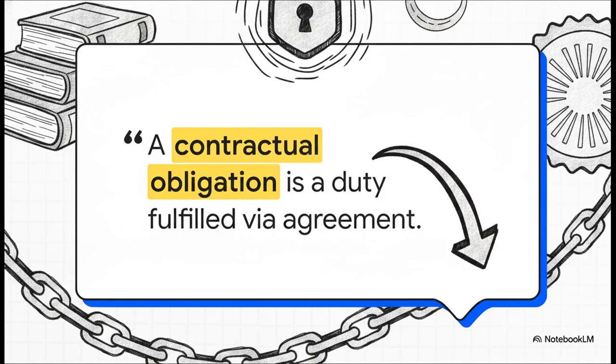To really highlight the sheer legal weight of that first term, let's read the explanatory sentence nice and slow. A contractual obligation is a duty that a company must fulfill according to a legally binding agreement. It's not a choice, it's a mandate, legally enforced by the courts.